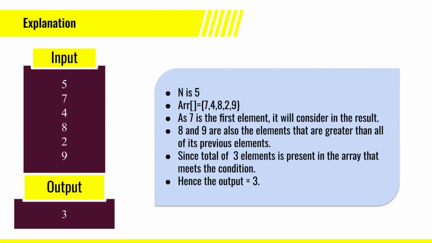Let's break down the explanation using an example. For n equals 5 and ARR equals 7, 4, 8, 2, 9, we consider 7 in the result. Elements 8 and 9 are greater than their prior elements, so the count is 3. Hence, the output is 3.